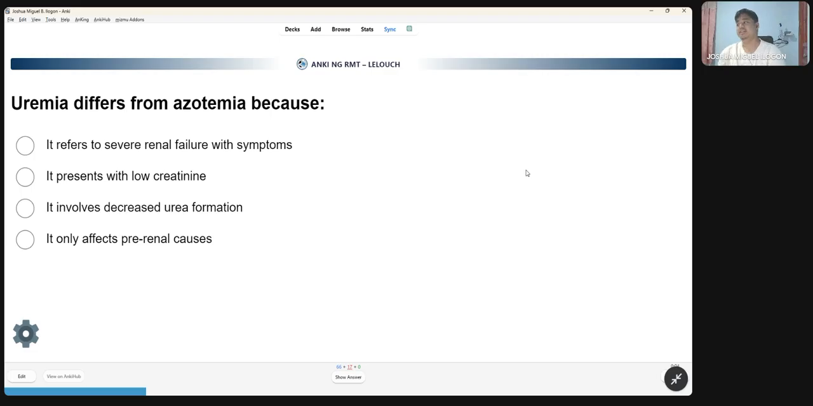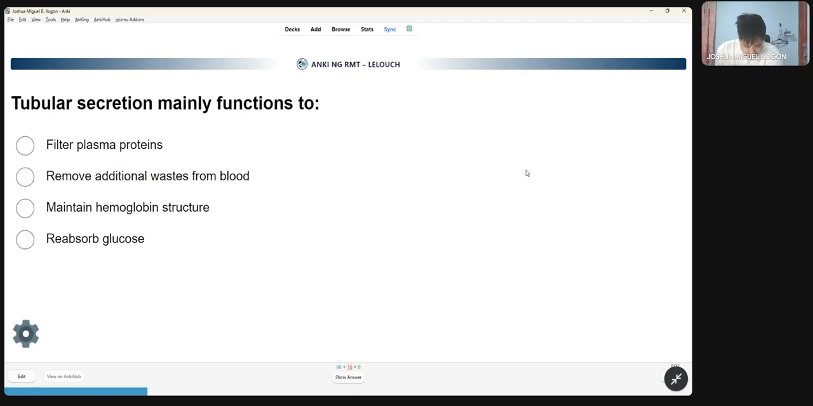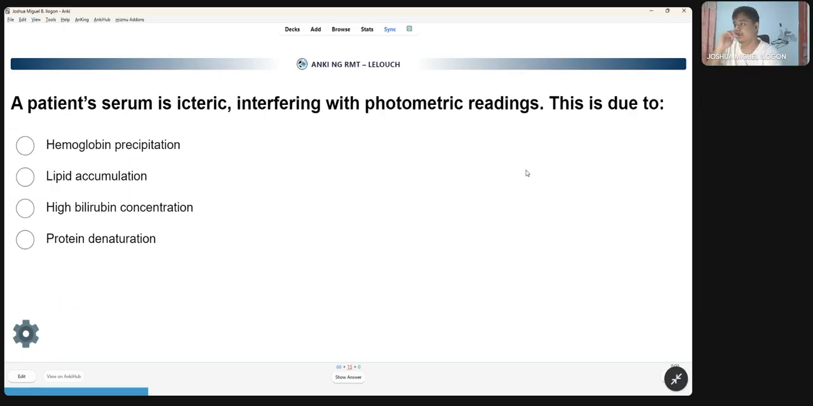Uremia differs from azotemia because of severe renal failure. That's 1,25-dihydroxyvitamin D3. Ah, it's so cold in there. The kidney removes waste from blood. The patient's serum is icteric, which is due to high bilirubin concentration.